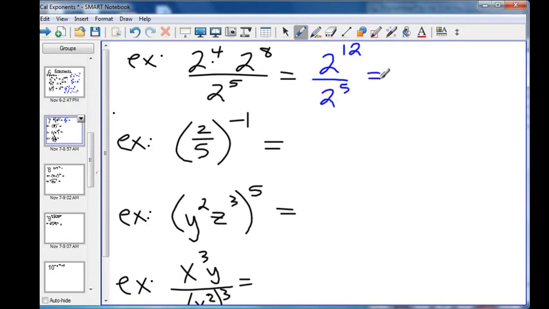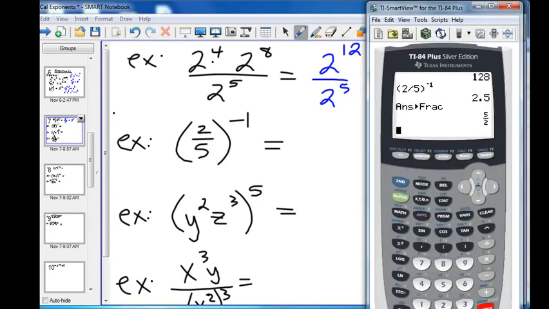And then since we're dividing 2 to the 12th over 2 to the 5th, we can subtract the exponents and get 2 to the 7th, which if we need to plug this in, we can. 2 to the 7th, I believe, is 128.